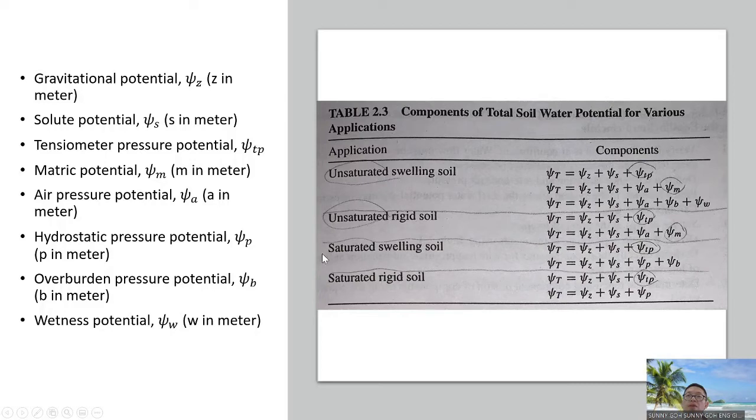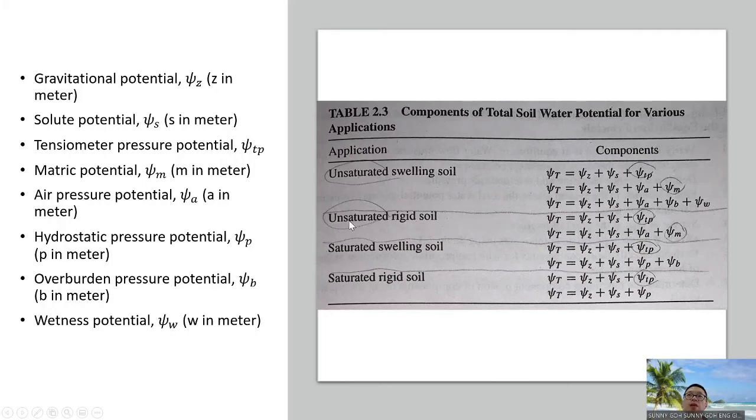Saturated soil basically refers to groundwater, or soil that is fully saturated with water, or in Bahasa Malaysia, maksudnya itu tanah yang penuh dengan air. So ini tanah yang tidak penuh dengan air tapi mempunyai sedikit air. Ini pula tanah yang penuh dengan air.